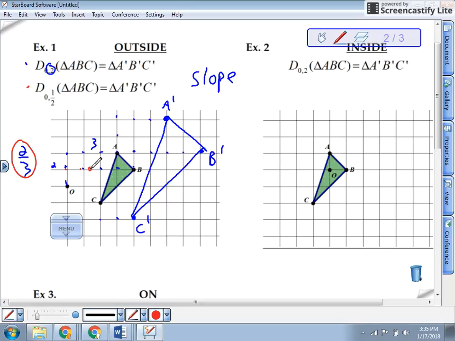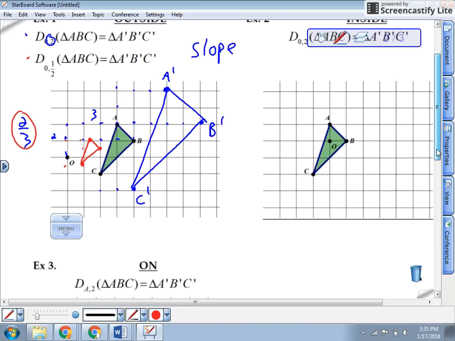B prime, we said it's up 1 over 4, so it's going to be up 1/2 over 1, 2. There's my B prime. C prime was down 1 over 2. Well, it's going to be down 1/2 over 1. There's my C prime. When I connect, you can see that the triangle got half the size of the original. So it's all about the slope. Doesn't matter if it's inside the circle or inside the shape or on.